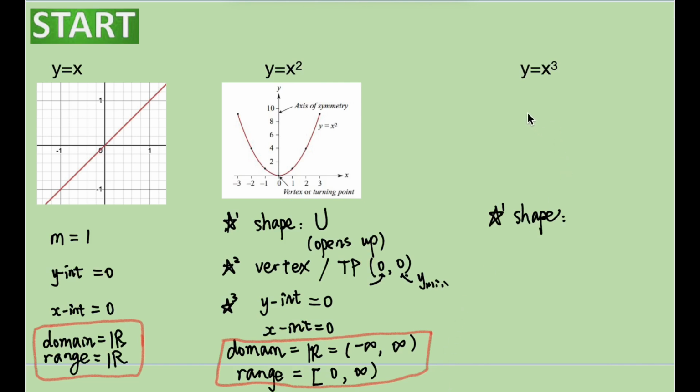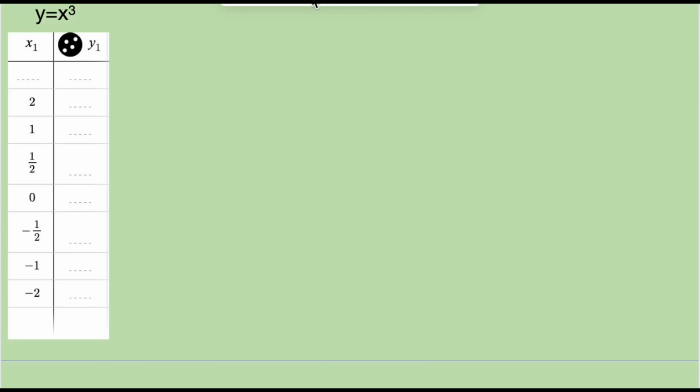Now, the question is, for this new function, what will be the graph? And then what will be the key features of this graph? Then similarly, we are going to select some points to get the basic shape of the graph first. For example, we can consider these simple x values.